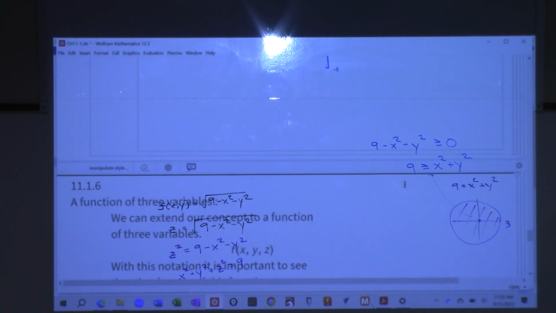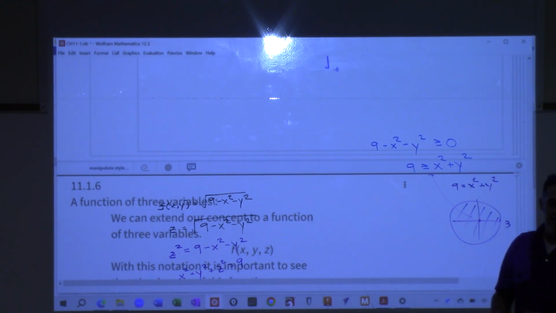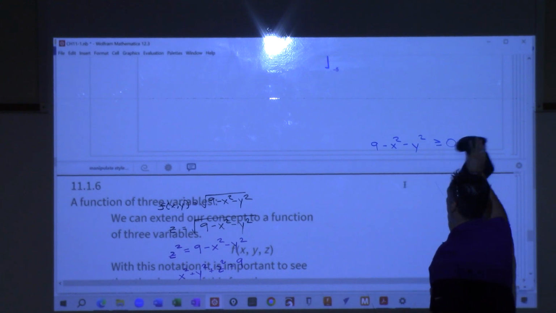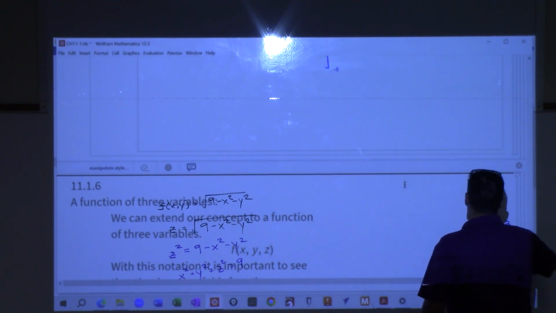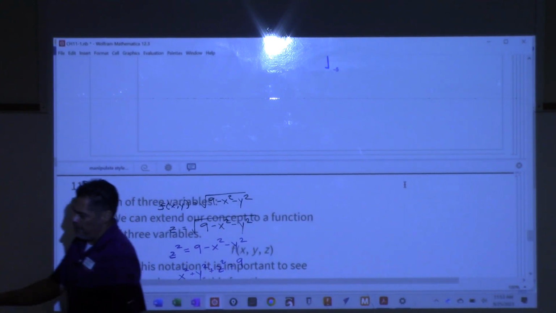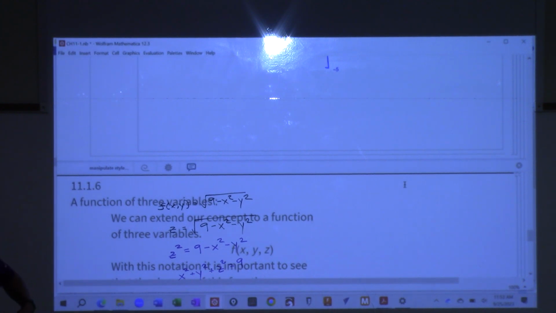All right, now we extend the idea. There's nothing that says that we can't have a function that takes in 3 variables, right? Instead of me giving you x and y and plugging that into some function and getting z, what if I give you x, y, and z, plug that into a function and get, where is it? See, I'm plugging in x, y, and z into a function and getting some answer, and where do I put that answer?